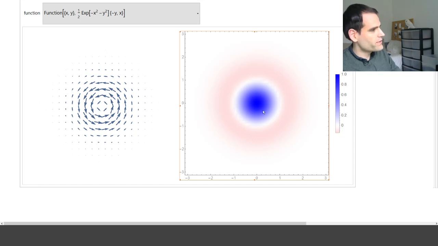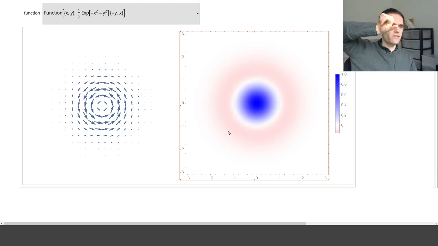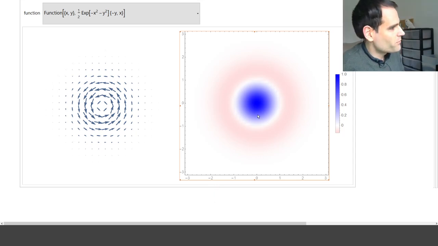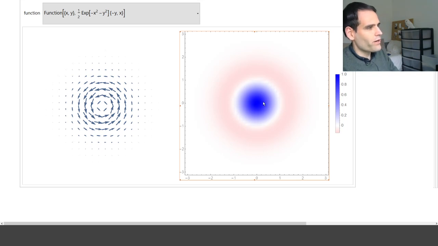So what you can see is that there is clearly a positive curl, because if you apply your right-hand rule, the curl is going in this direction, the field is going in this direction, so the curl is pointing out of the paper, right? So this is pointing out of the paper, so it corresponds to a positive z curl.